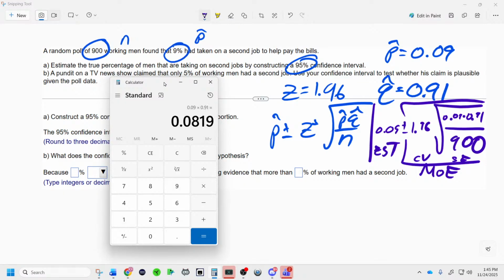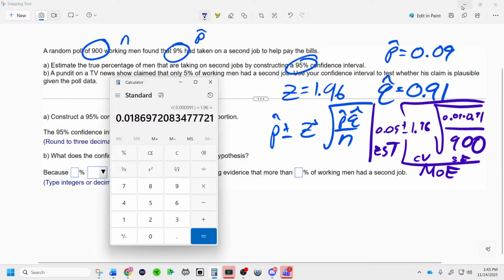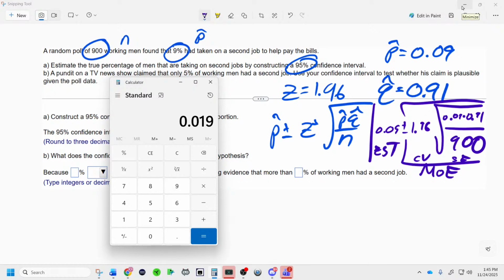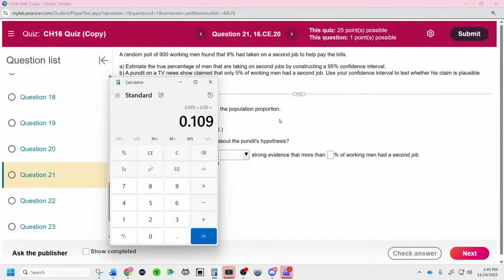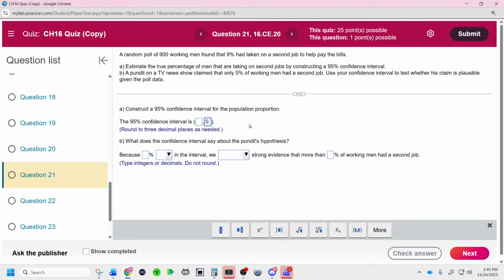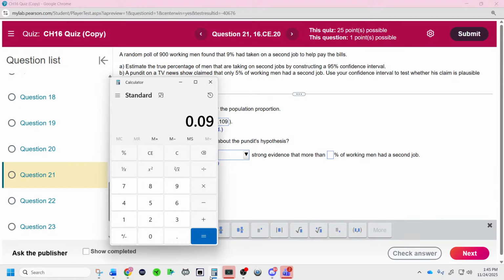0.09 times 0.91 divided by 900, square root, times 1.96. There's the margin of error. It's almost 2%. It's 1.9 when rounded. So we're just going to take 0.019 and add it to 9%. So 0.109, and then this should be 0.071, because you're just taking 9% and subtracting 0.019.